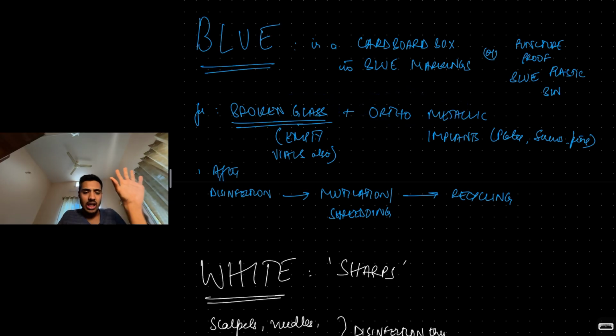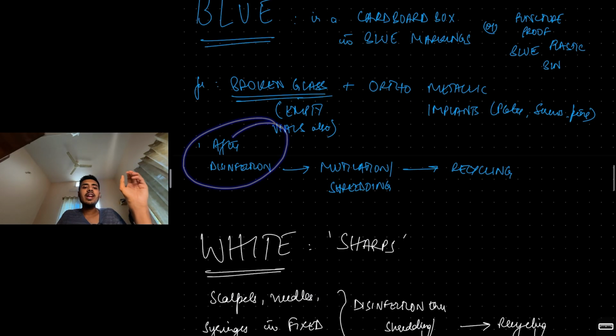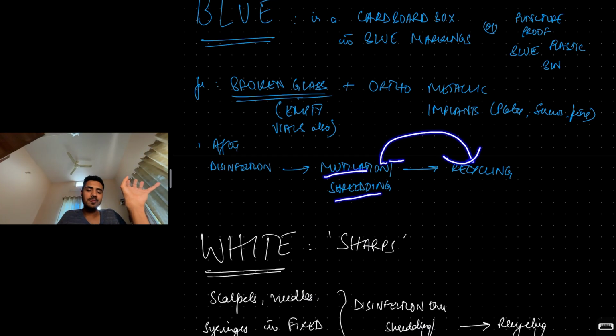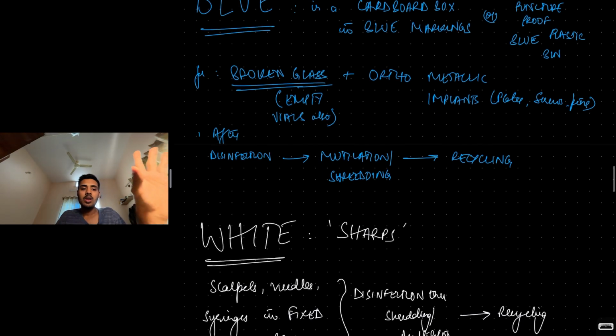Here also, after disinfection, we try to shred it, mutilate it. Disinfection is what? Chemical disinfection, sodium hypochlorite, mechanical disinfection, microwaving, autoclaving, whatever it is. We shred it, we mutilate it, and then we try to recycle. This is for blue. Okay. Cardboard box with blue markings.